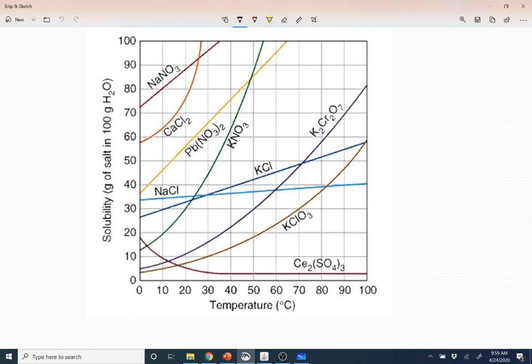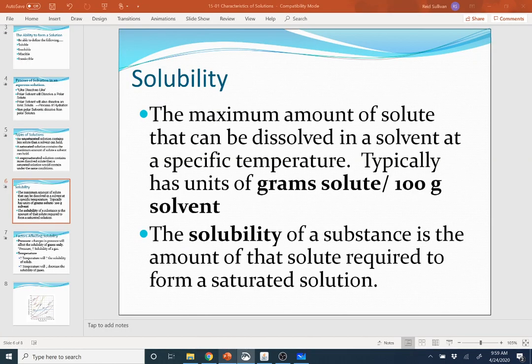This right here is what we call a solubility curve, and it shows you what happens when you change the temperature of a solvent. So that's how we would get a supersaturated solution, is we could heat it up. So anyway, that's how we would measure and talk about the different types of solubilities.